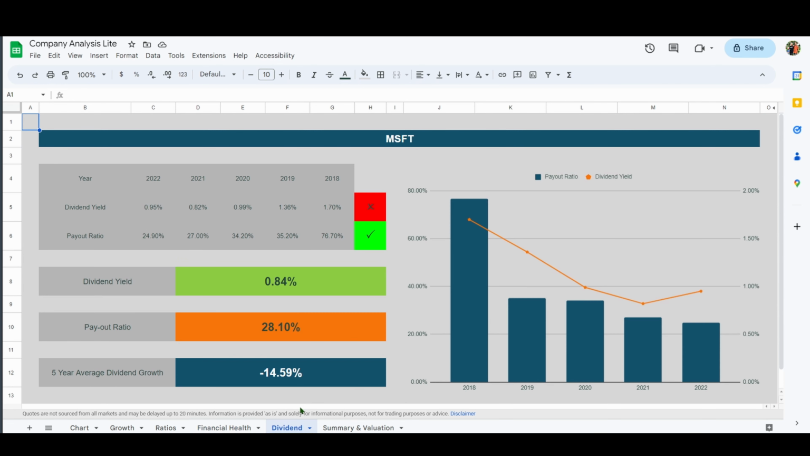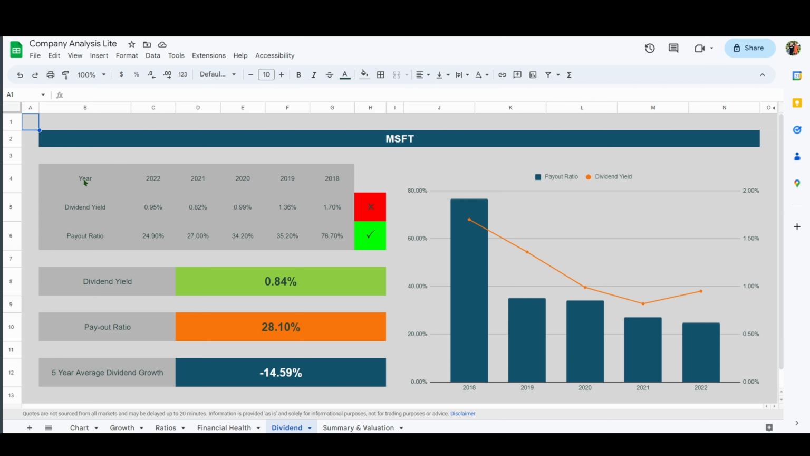So for the next one, you can see dividends. Now, not all of the companies will have a dividend. Microsoft does pay a dividend yield, but it's only 0.84%. Now let me take you through this.